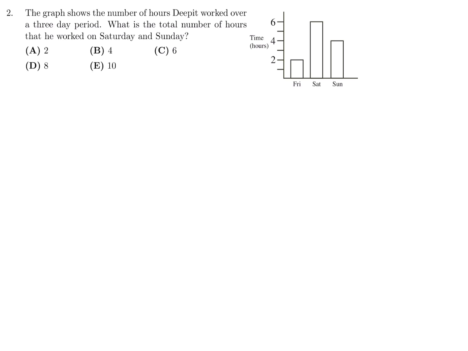The graph shows the number of hours Deepit worked over a 3-day period. What is the total number of hours that he worked on Saturday and Sunday? Saturday he worked 6 hours, Sunday he worked 4 hours, and therefore that total is 10 hours. So number 2, the answer is E.